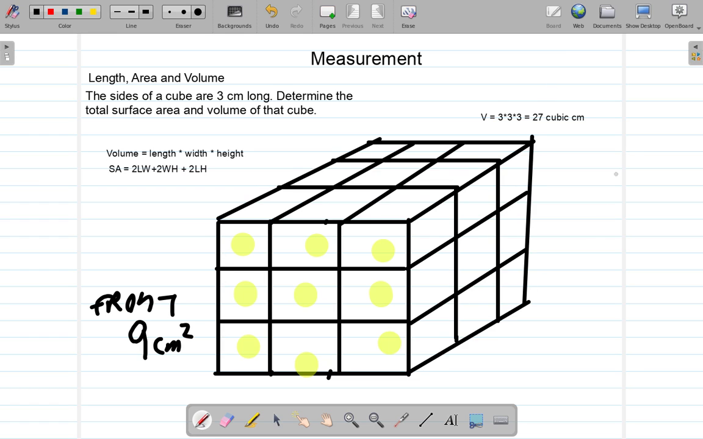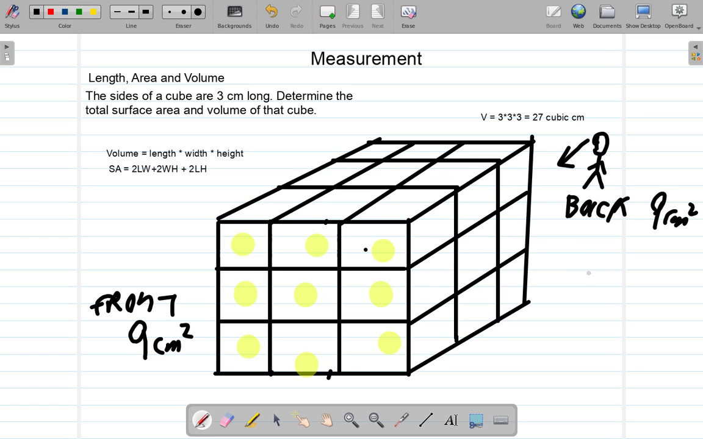But if you were to go behind here and look in this direction, this is you, and you're looking here, you would see the same thing. So at the back you have 9 centimeters squared. So the front and back would be 9. Now notice the width 3 multiplied by the height would give us that same 9, although we had counted the square faces here.